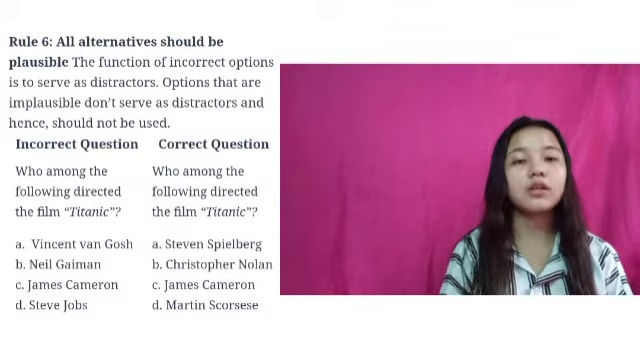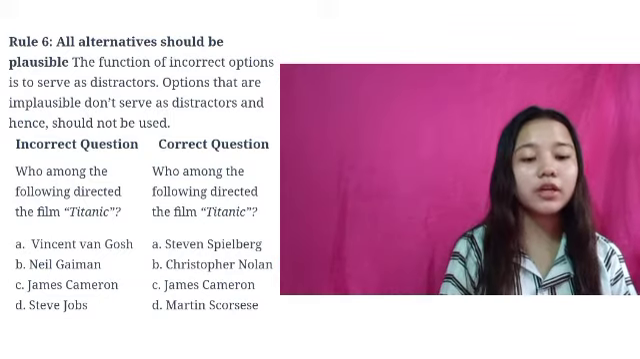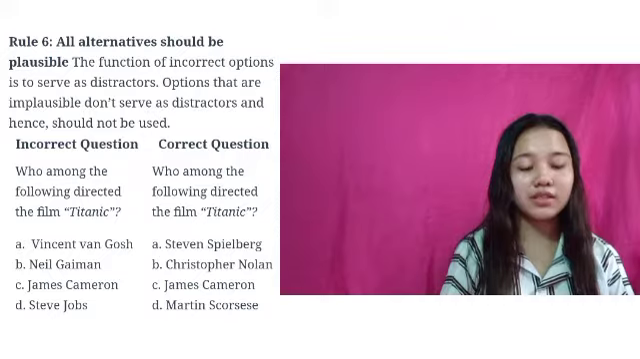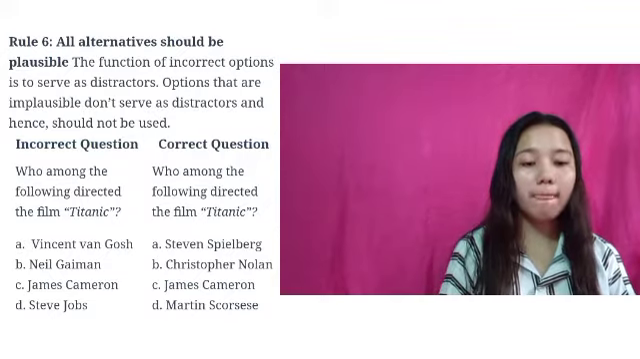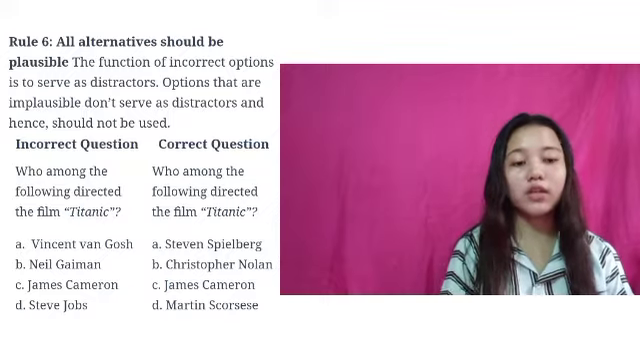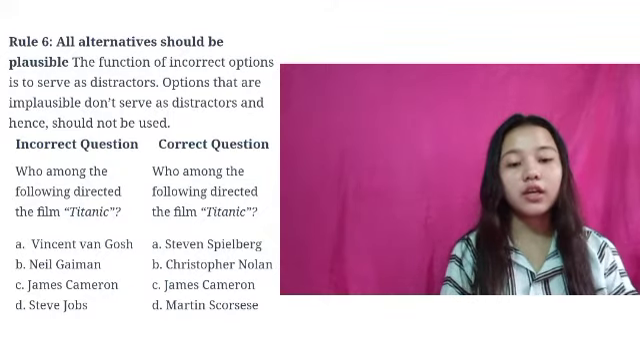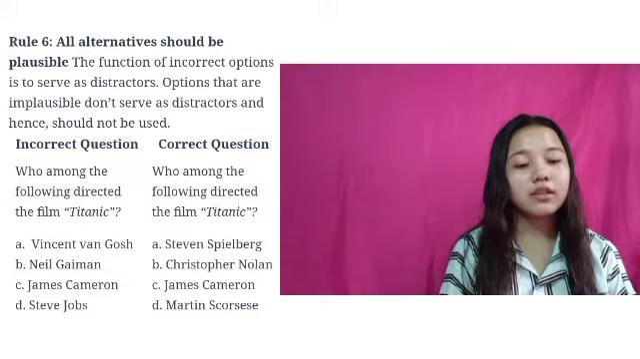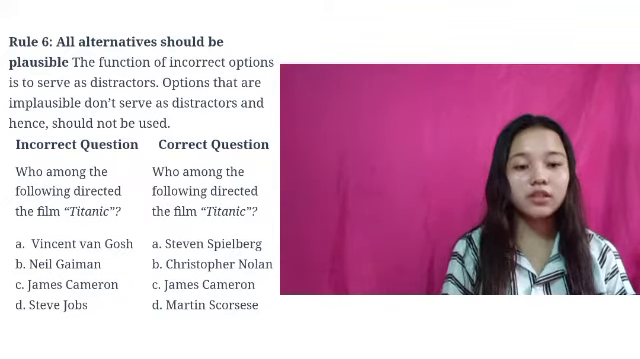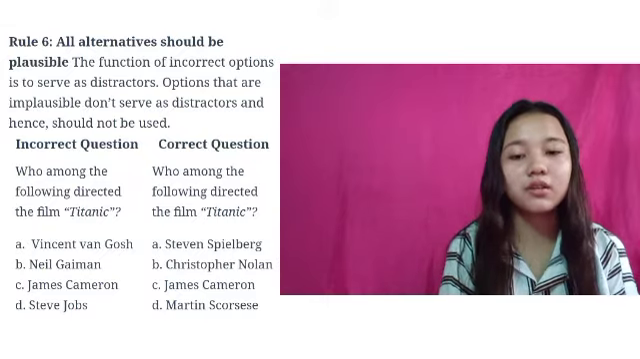For correct question, example, who among the following directed the film Titanic? A. Steven Spielberg. B. Christopher Nolan. C. James Cameron. D. Martin Scorsese. So, yung kailangan daw, related siya na sa gumawa ng Titanic or directed the film Titanic. So, hindi naman si Vincent van Gogh yung director. So, mali yung choices dito.